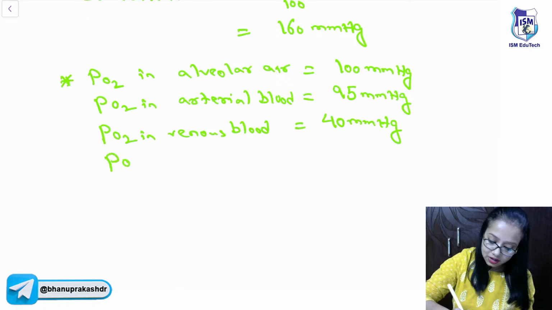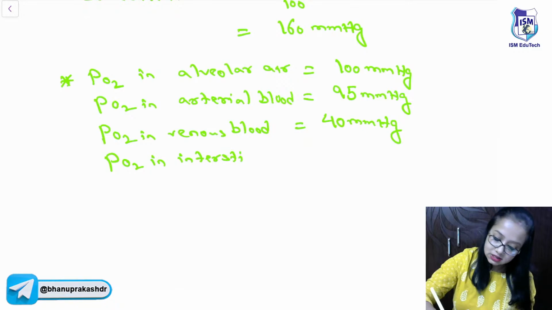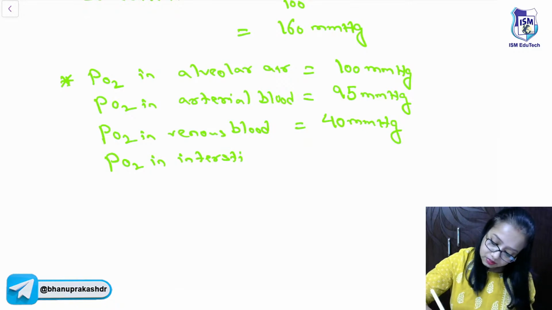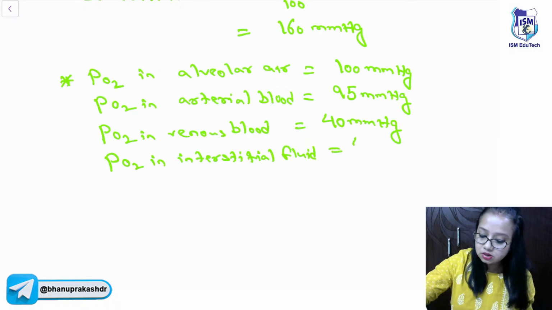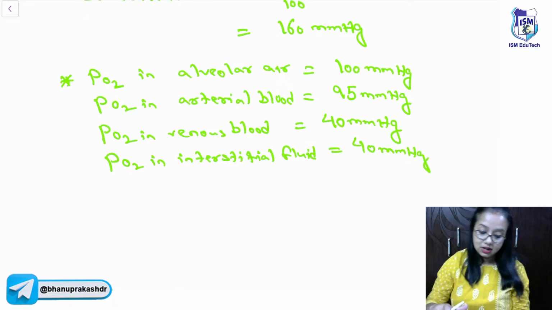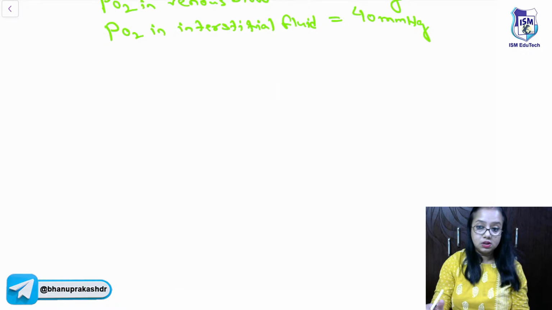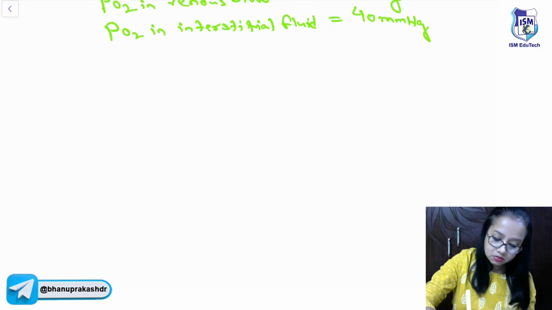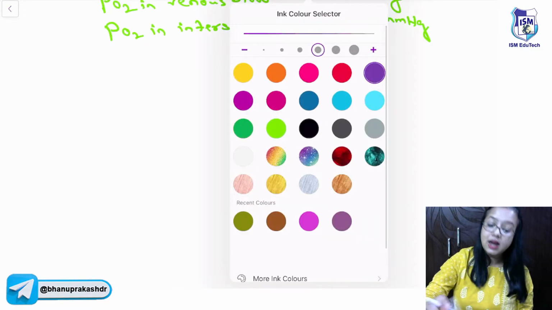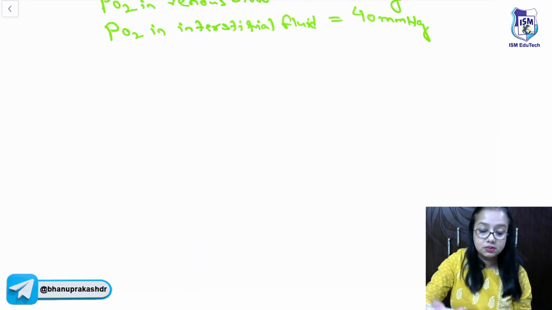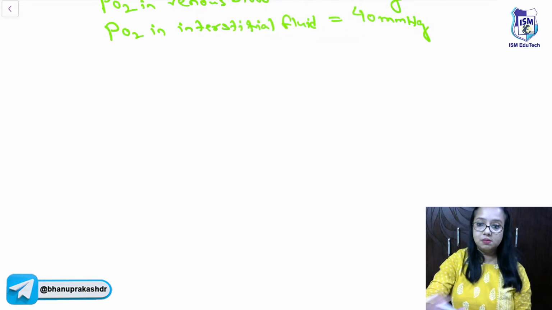And the partial pressure of oxygen in interstitial fluid is also 40 mmHg. These are the overall partial pressures. Now when we go on to calculate the total amount of oxygen in the arterial blood and in the venous blood, we take into account in what form the oxygen is present in the blood.